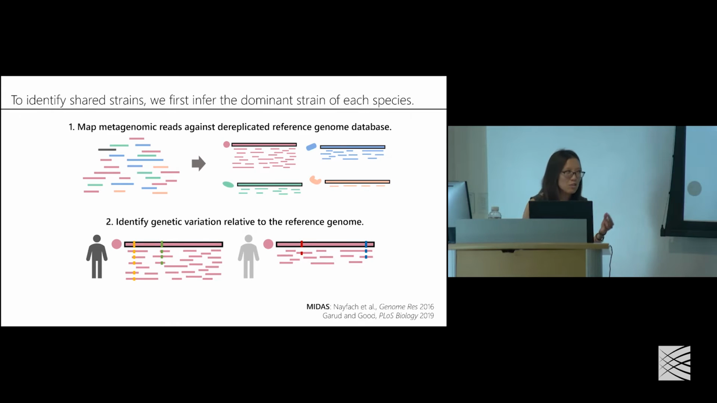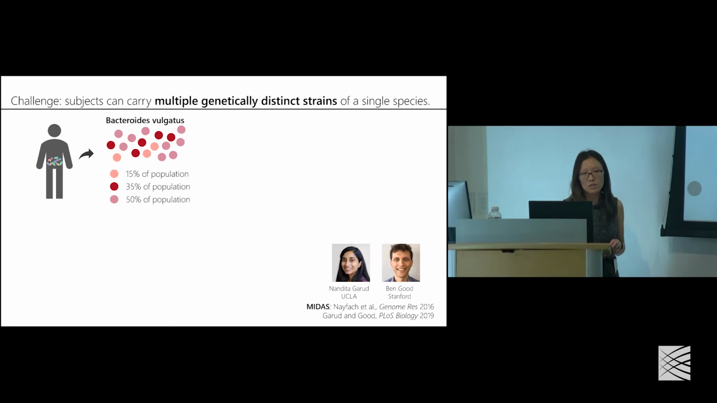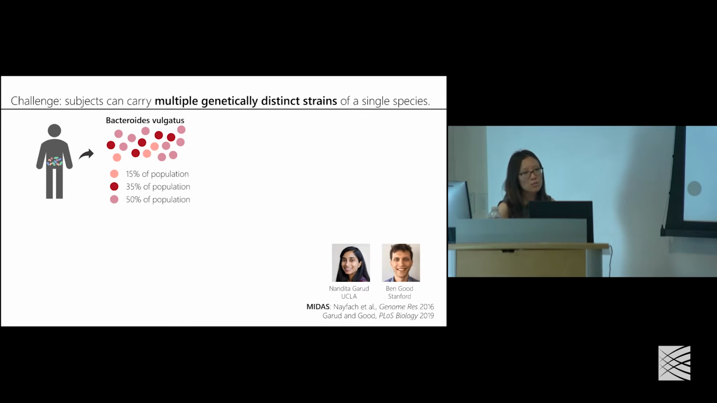So all of that might seem straightforward, but one of the challenges that we run into is that subjects can carry multiple genetically distinct strains of a single species. For example, if we look at the Bacteroides vulgatus population within a subject, we might find that there are 3 different strains, which are not fully distinguishable here, but I promise you they're different colors. And so these 3 strains can make up different proportions of this overall population.